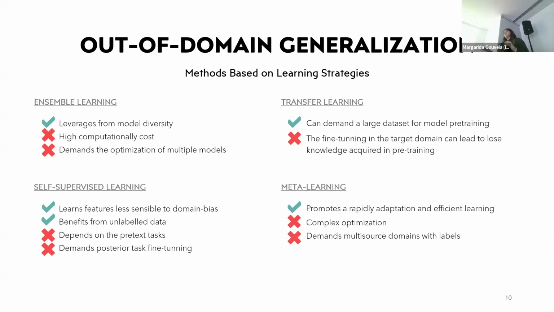And meta-learning, I didn't explore much, but this is something more recent that starts to appear in the literature for promoting generalization. But the feedback from the literature that I had is that we need different source domains to train the models. So that is also challenging.